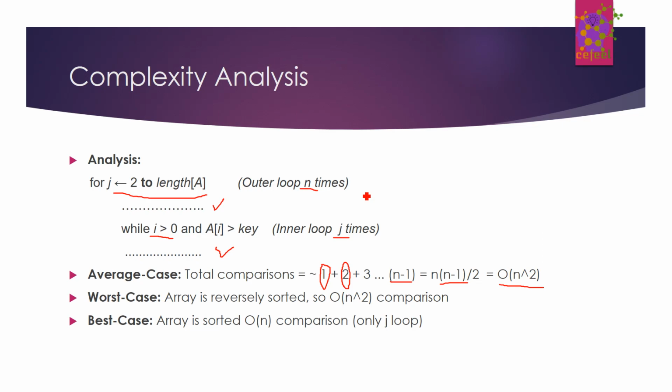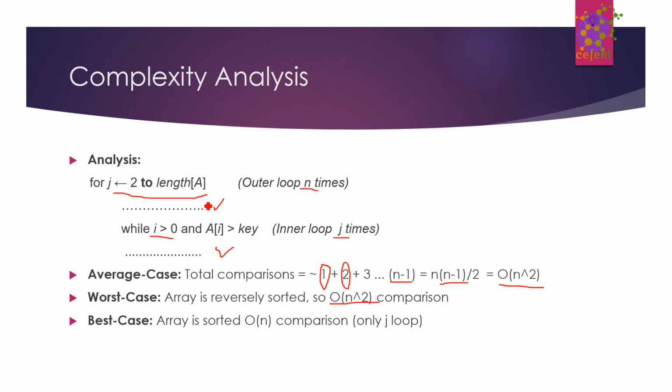So let's say the array is reversely sorted and we need to still make that many comparisons. In the average case, the inner j loop might break early, so we may have a little fewer comparisons. But in the worst case, it will have exactly order n square comparisons. So assume the array is reversely sorted.